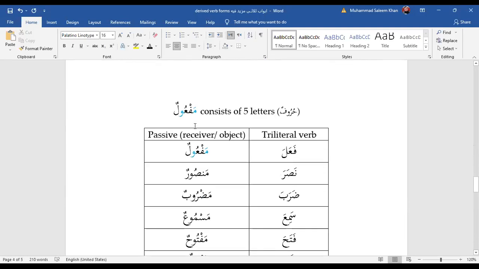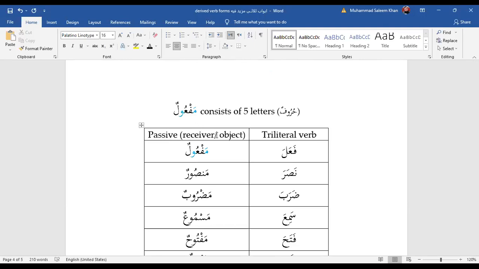And today we are going to learn how to make Ismul Maf'ul. We have learned how to make the doer. And today, inshallah, we are going to learn how to make passive, or the receiver of the action, or the object. We know that in language, there are always two types of tenses. One is the active, which is the doer, and one is the passive, which is the receiver of the action.